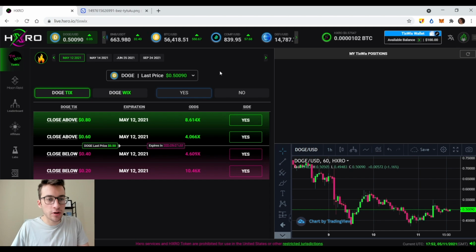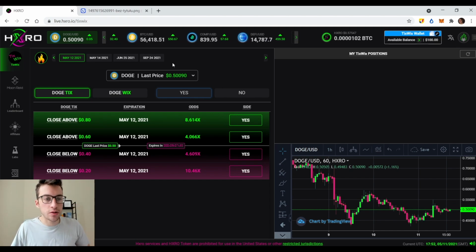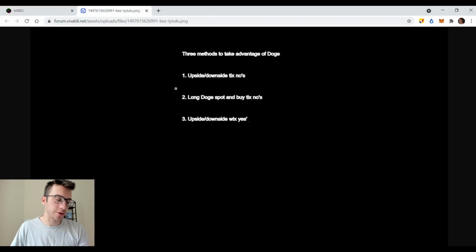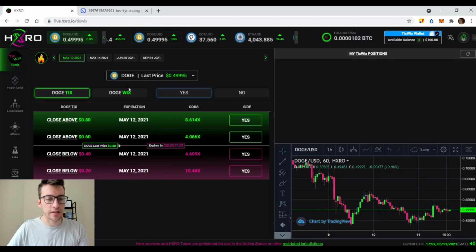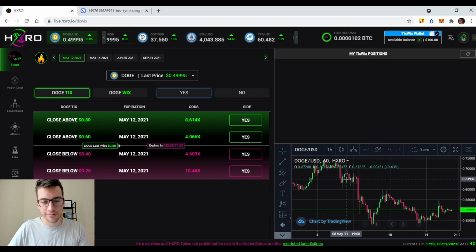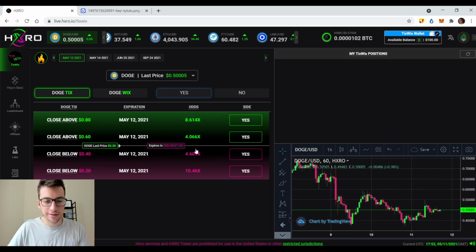So I'm going to be showing you guys the three things we can do with this. When I go to this, unfortunately, HXRO is probably going to tell me to refresh the page. It's kind of annoying, but you'll see. The first thing I want to talk about is upside, downside, ticks, and wicks, and what that is. Oh, I don't have to refresh the page. Please be gentle. No, it's working.